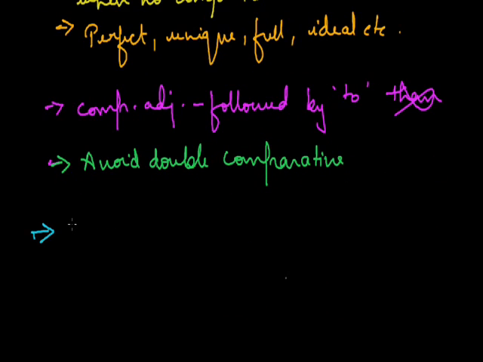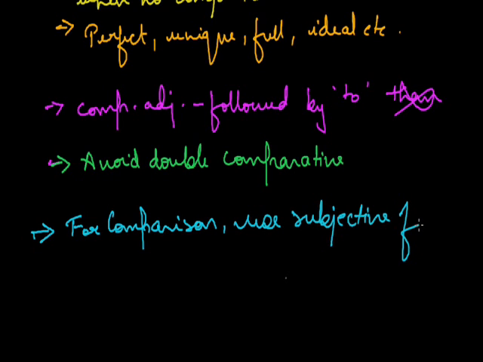Next is that for comparison, use the subjective form. For comparison, you need to use subjective form. For example, he is taller than I, and should not be he is taller than me, because me is an object and I is a subject.